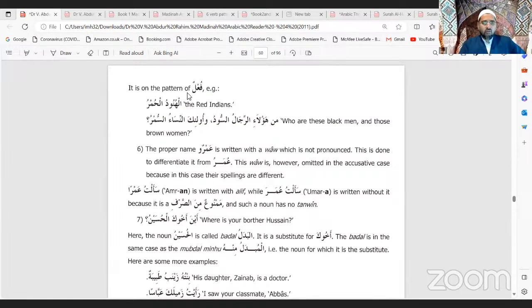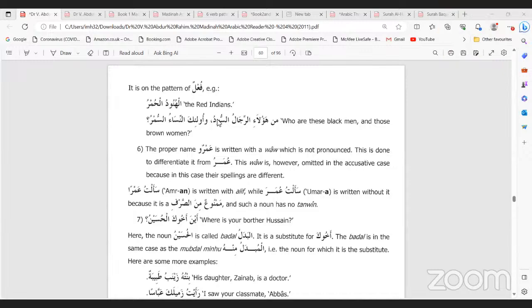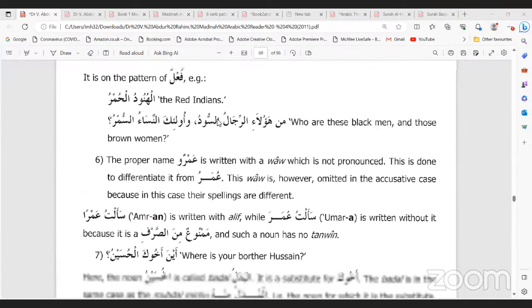It is on the pattern of fu'lun. Example, the Red Indians: Al-Hunudul Humru. Then: Man ha'ula irrijalu sudu wa ulaika nisa'ul sumru. Who are these black men and those brown women?